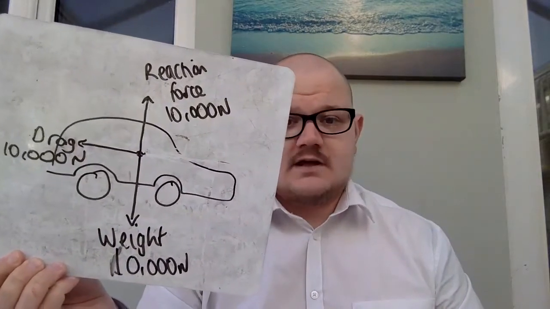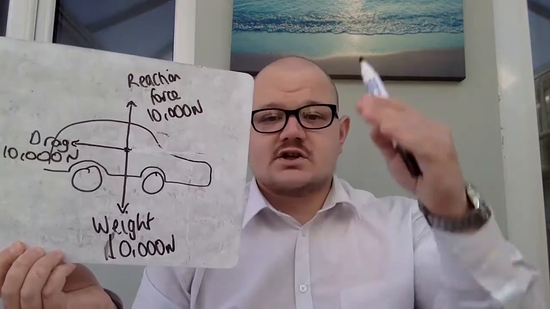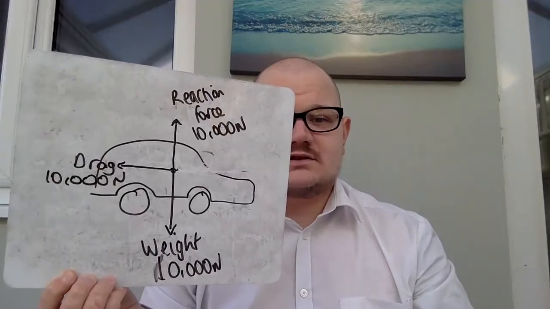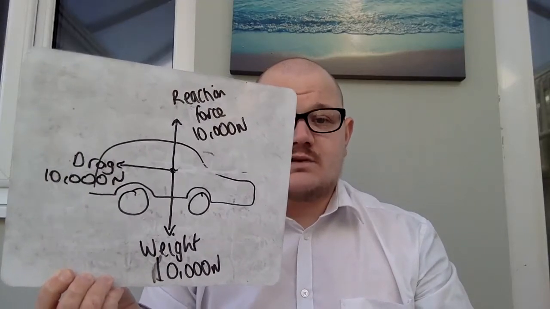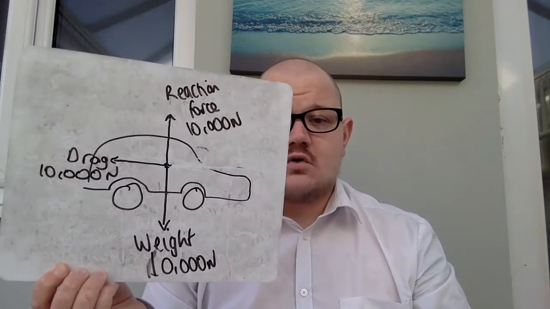Now let's say that all of a sudden I see something come in front of me and I crash into it. And now my thrust is 0 because I've come to a halt. So I now have no forwards force. Now you can see that the weight and the reaction force are still equal. So the car isn't going to go up, isn't going to go down. However, now there is a 10,000 Newton gap going the other direction, which means that the car is either going to change shape, size, or speed.